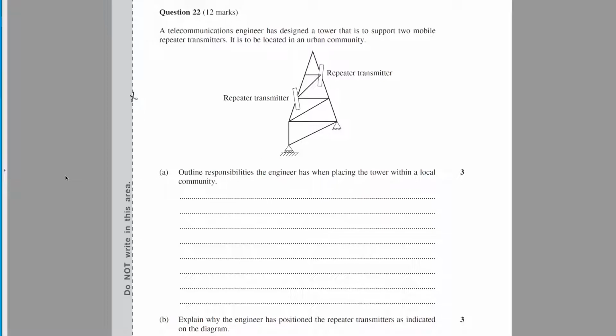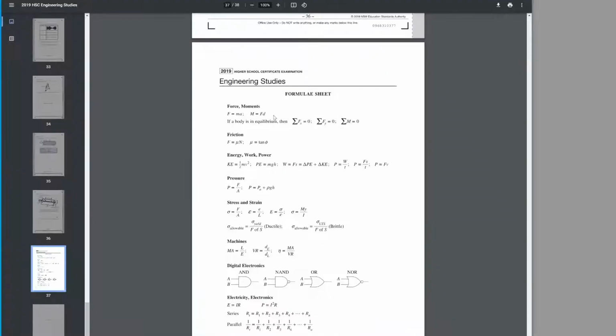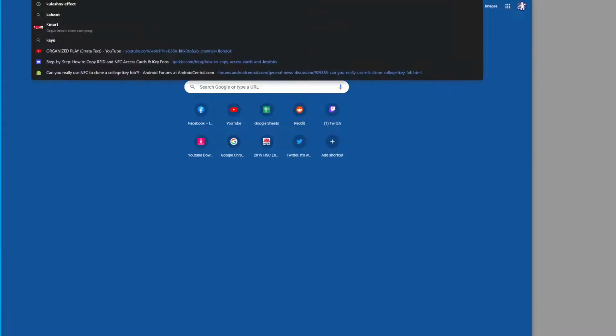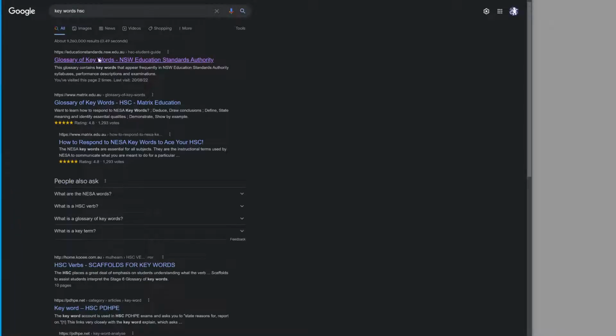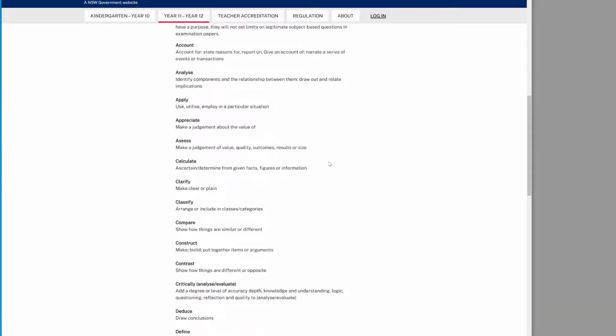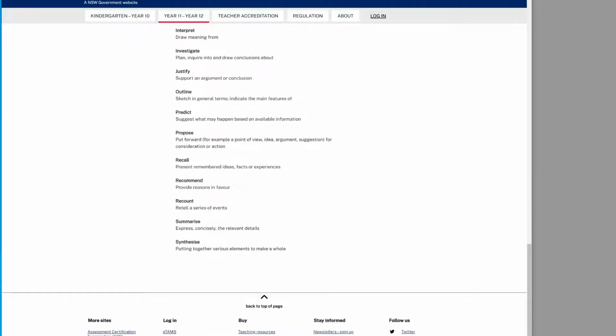So my answer is, write something. Think about the fact that it's only question A, so the markers may or may not be more generous. Think about the marks. They're saying 3 marks. Outline is very nebulous. When we look at the HSC keywords, outline is the most nebulous one. Outline is to sketch in general terms, indicate the main features of.